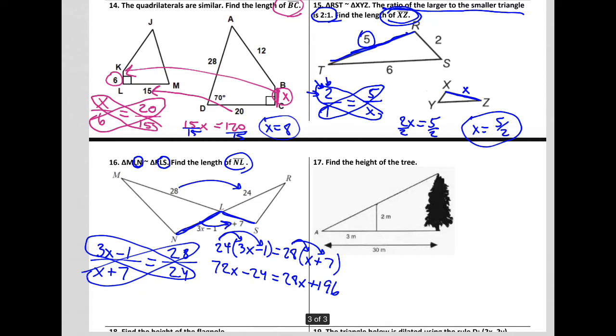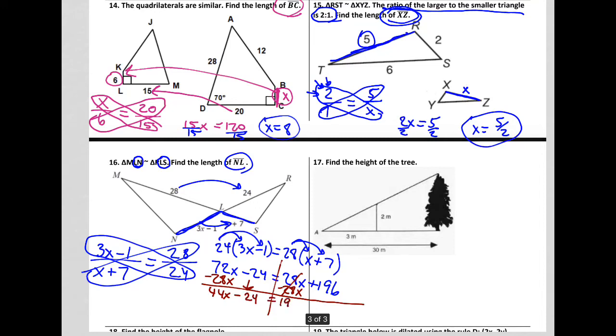So remember, you want to solve by getting the variables together, but the x by itself. We want to get the x's together first because that's just the best thing to do. That way we only have one variable. 72 minus 28 is 44x. We're going to bring down everything we didn't use.